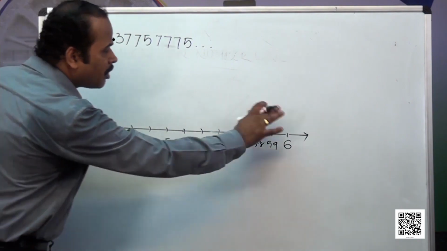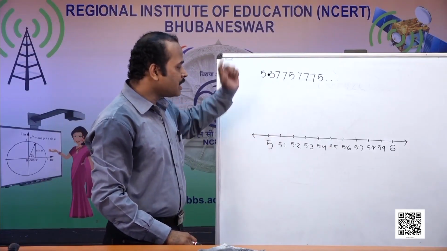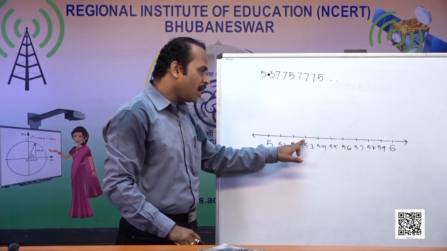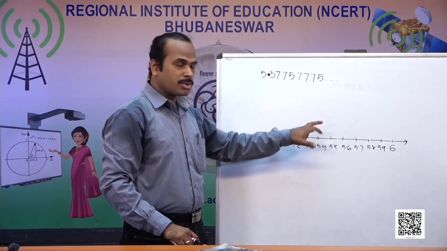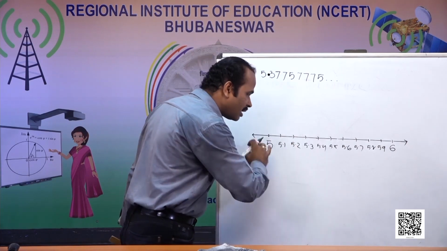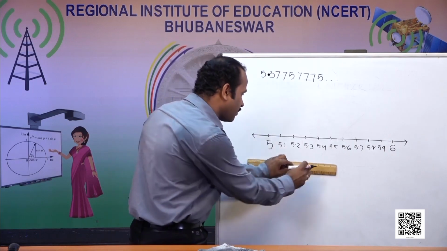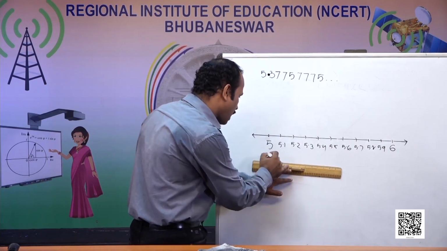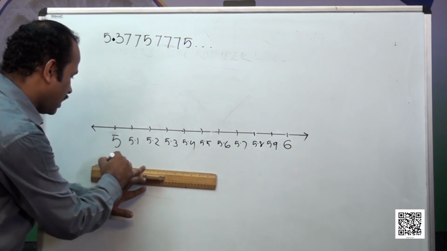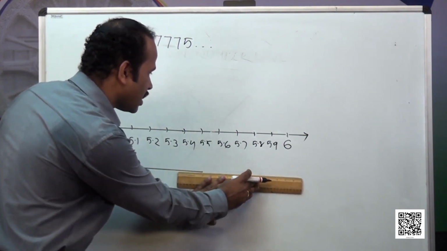Now from these 10 equal parts, 5.37 lies within 5.3 and 5.4. So in that case, again I have to divide this 5.3 to 5.4 part into 10 equal parts. Through this successive magnification of the number line, I will draw another line to represent this 5.3 to 5.4 part extended.